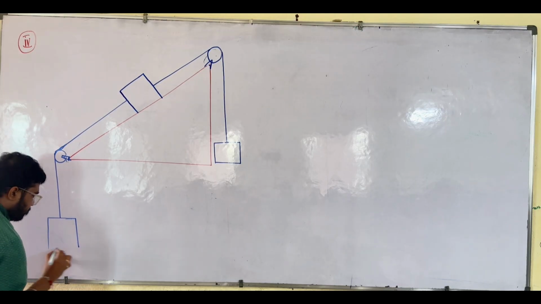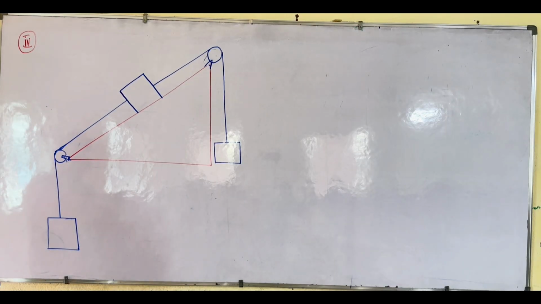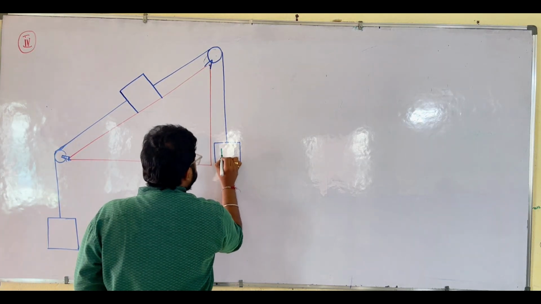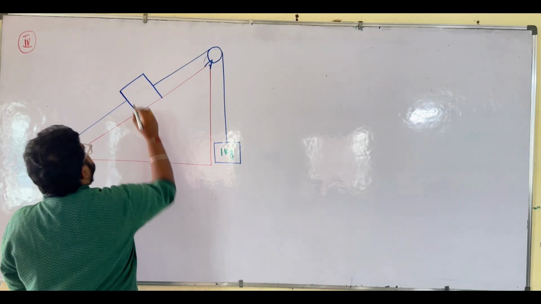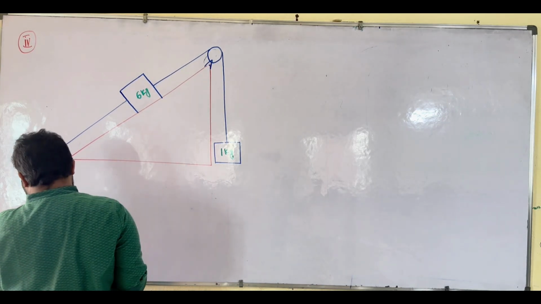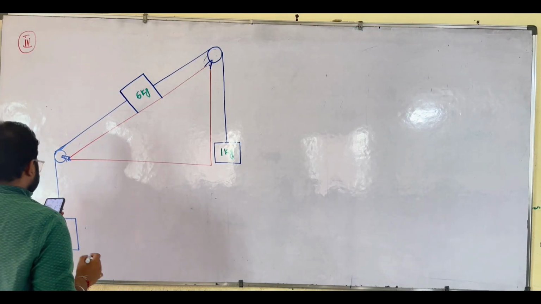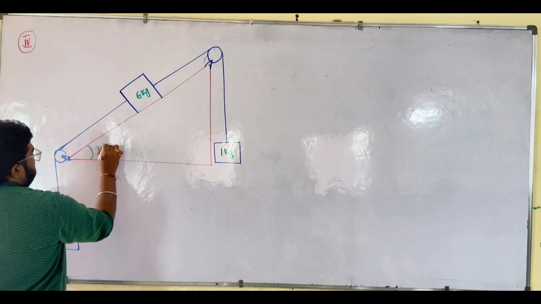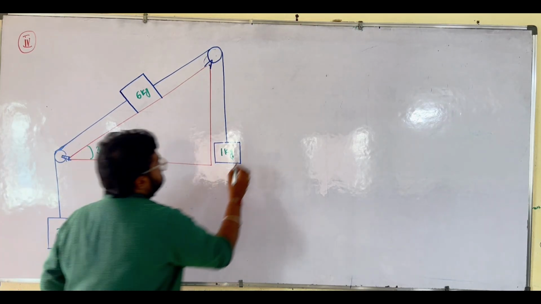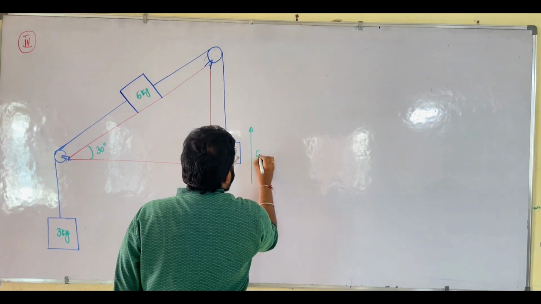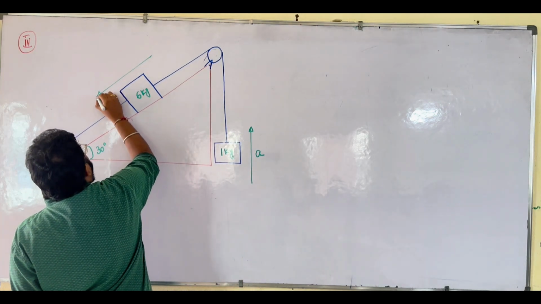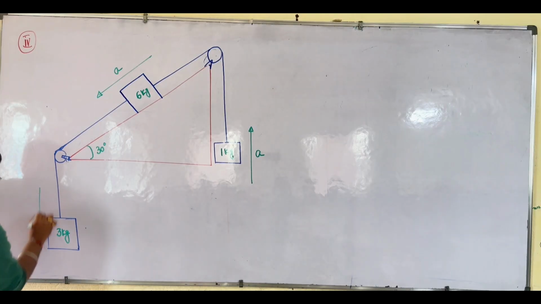Now we need to calculate. Clear. First, acceleration of the blocks, entire system of blocks. Here 1 kg is mentioned. 6 kg is mentioned here. This is 3 kg. Clear. 30 degrees given here. So acceleration is mentioned. This is the acceleration.